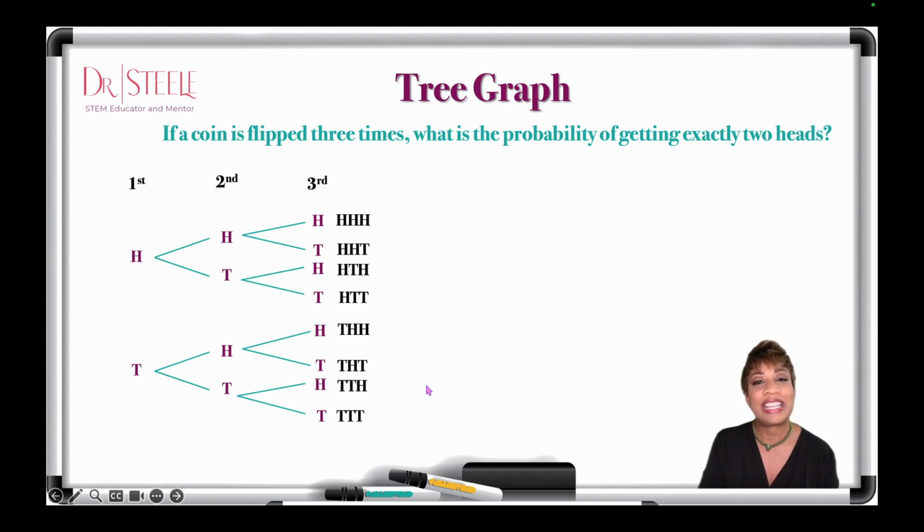Now we want to go and see exactly what they are asking. So we want to know the probability of getting exactly 2 heads. And pay attention to this because sometimes they'll say at least 2 heads, which might give you a different answer. Okay, so exactly 2 heads. We have 2 heads here, 2 heads here, and 2 heads here, for a total of 3 out of 8 possibilities.